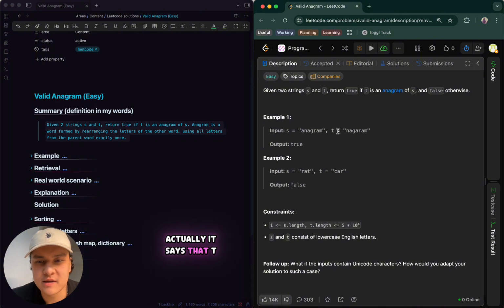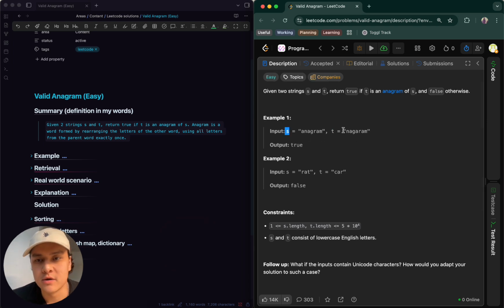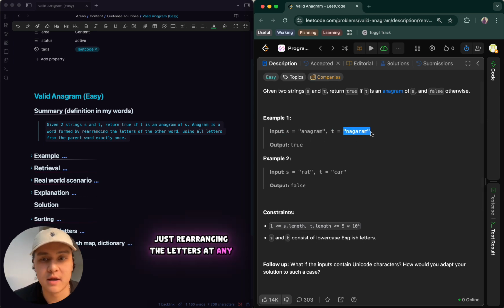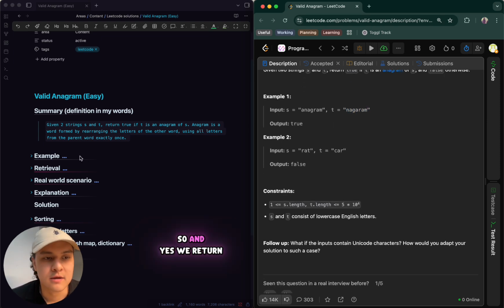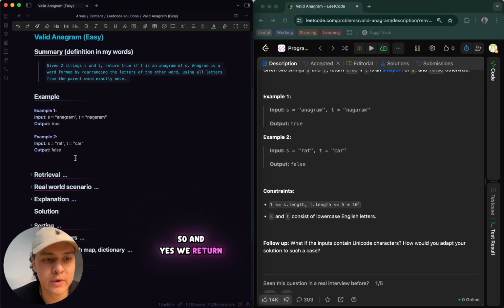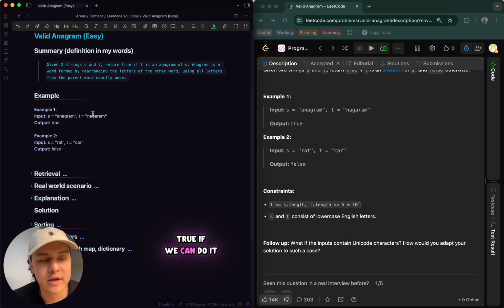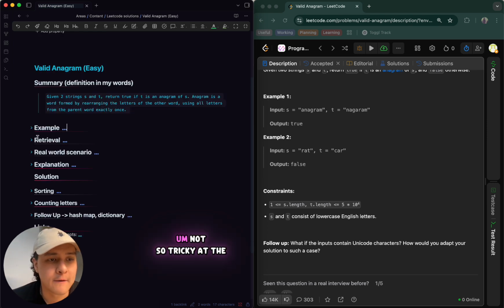It says that T is exactly the same as S, just with the letters rearranged into any possible position. Yes, we return true if we can do it. If we cannot do it, we return false. Probably not so tricky at first sight.